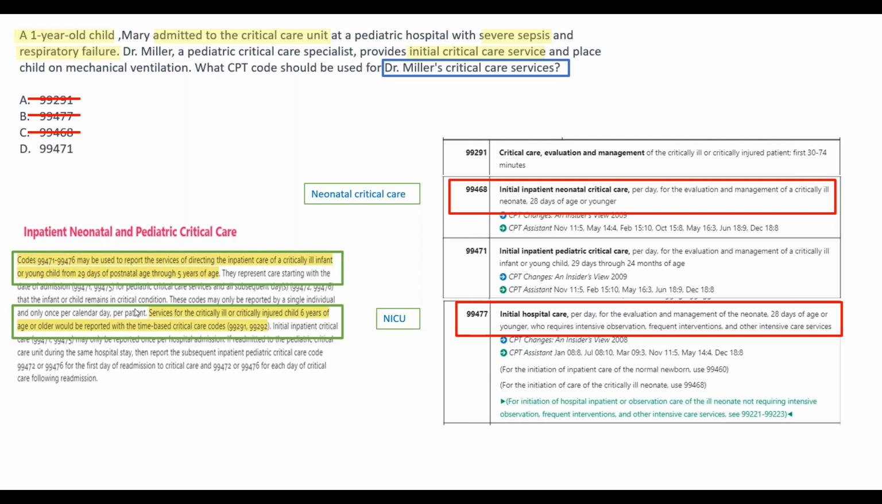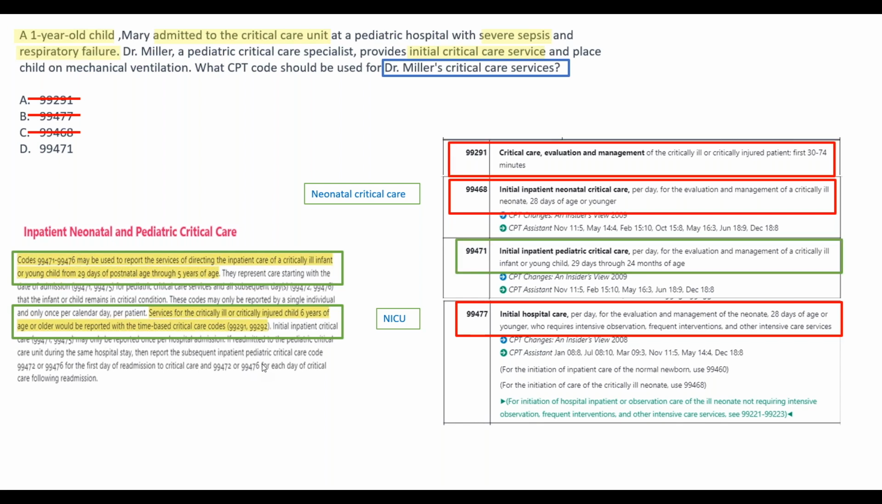That would leave us with option D, 99471, which is an initial inpatient pediatric critical care per day evaluation and management of a critically ill infant or young child of age 29 days to 24 months. That means our patient's age falls between 29 days through 24 months of age, that is 2 years. So we have a 1-year-old child in the scenario, and the correct answer is going to be option D, 99471.